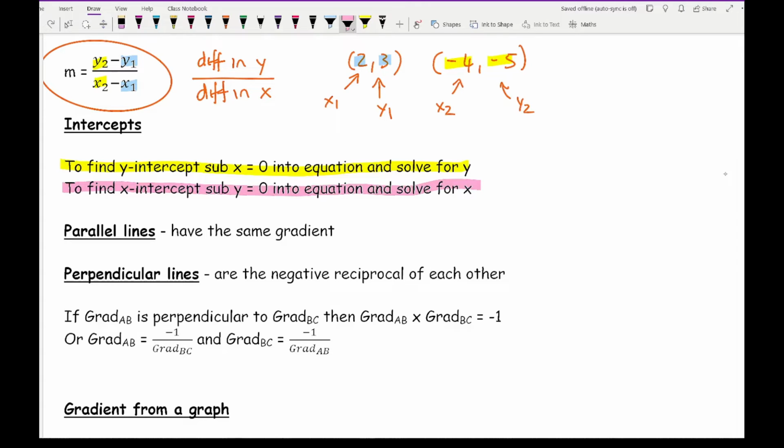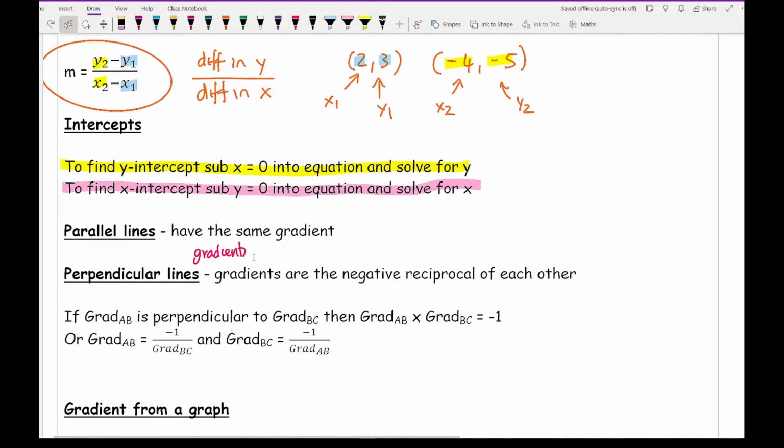Another key thing related to gradients is parallel lines. Now, parallel lines have the same gradient, so always make sure that you're aware of that. Now, perpendicular lines, this one does probably go into higher, but basically the key property of perpendicular lines is that their gradients are negative reciprocals of each other. In fact, let me just edit that, because it should say the gradients are negative reciprocals. And let me just get rid of this word there.